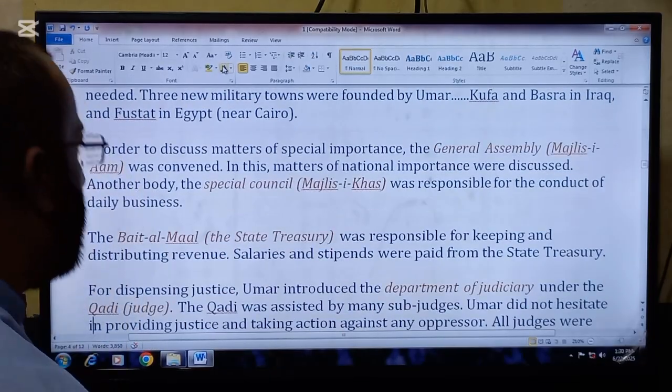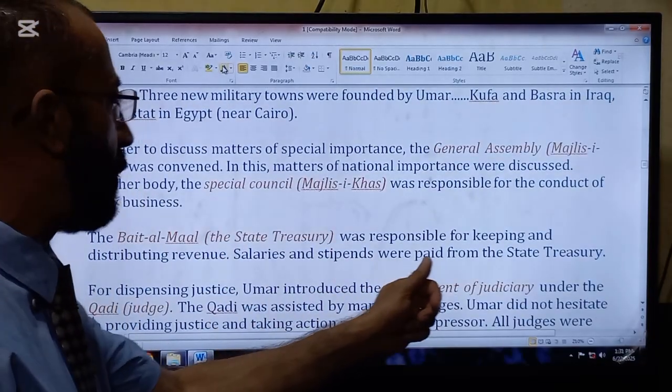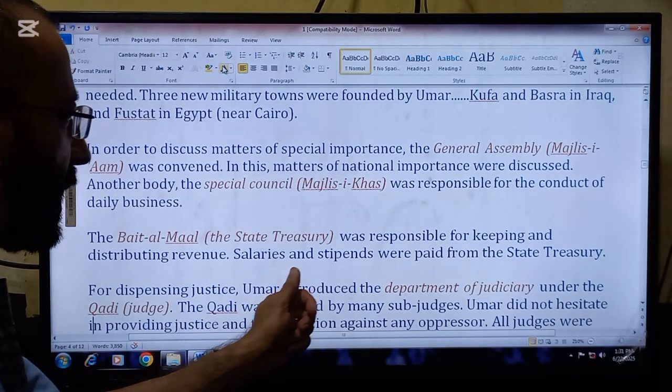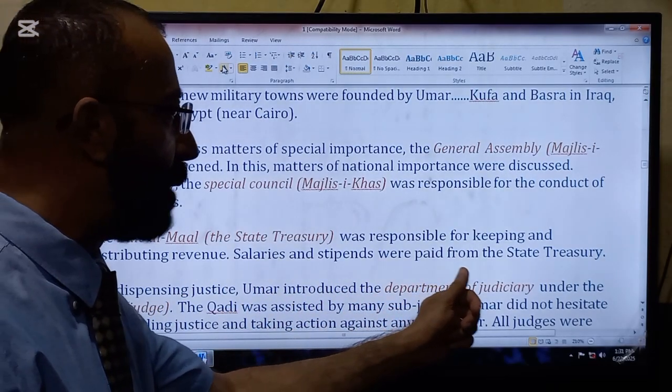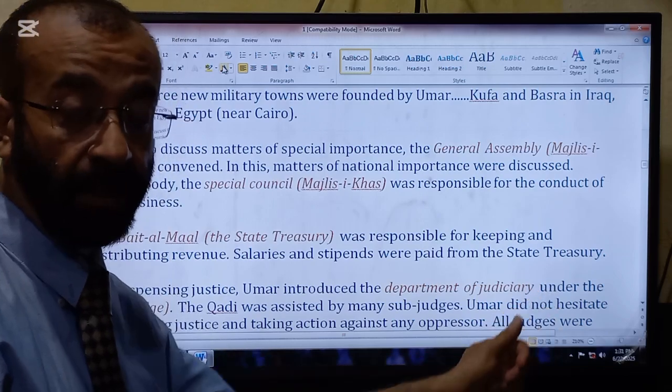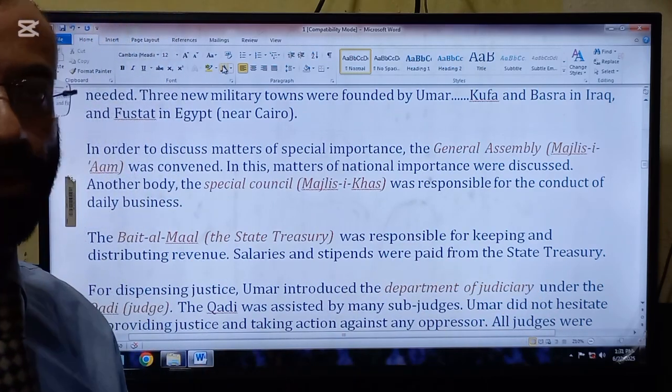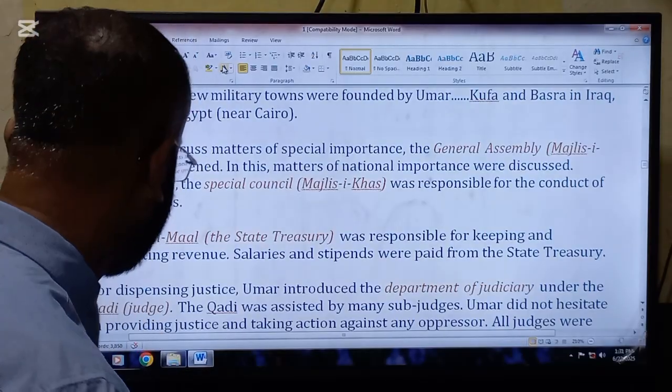The Baitul Mal, the state treasury, was responsible for keeping and distributing revenues. Salaries and stipends were paid from the state treasury. So a very comprehensive system was introduced by Hazrat Umar Raziyallahu Anhu.